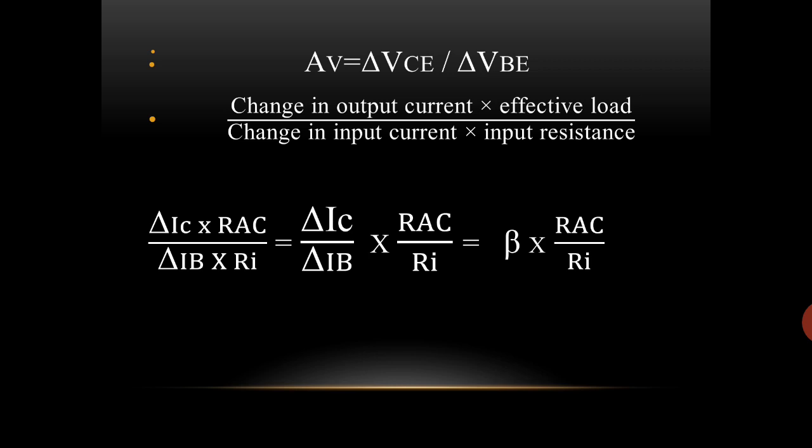So in short we can say it is the change in output current into effective load, meaning current into resistance, and VB means the input current into input resistance. So in short you can write output current means collector current, effective load means RAC, change in input current means delta IB, and input resistance means RI. Simply, delta IC upon delta IB can be replaced by beta. So in this way we get voltage gain equal to beta into RAC upon RI.